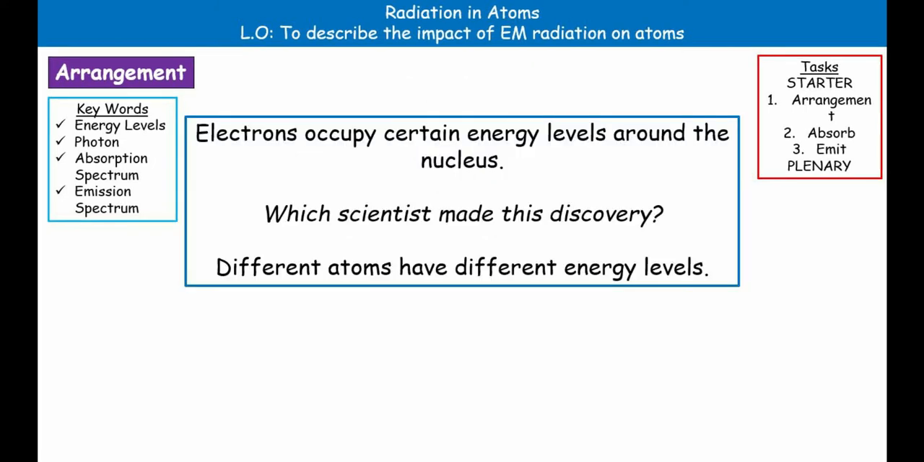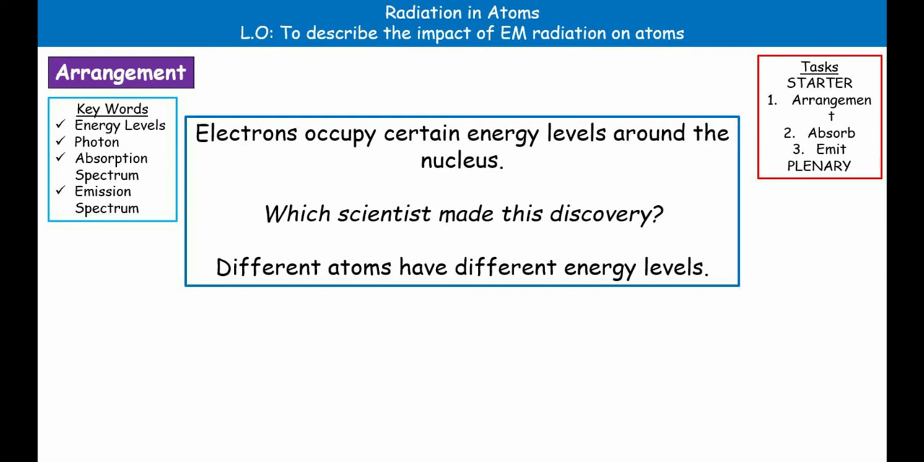As we could see in that diagram of the atom, our electrons actually occupy certain energy levels or shells around the nucleus. Now, there was a scientist that actually came up with that part of the structure of the atom. See if you can remember who it is and write that in your book.